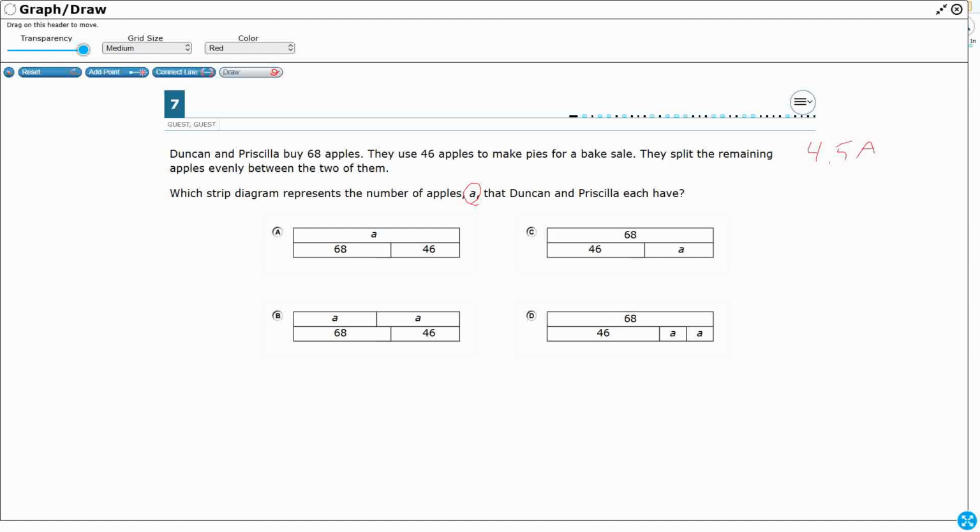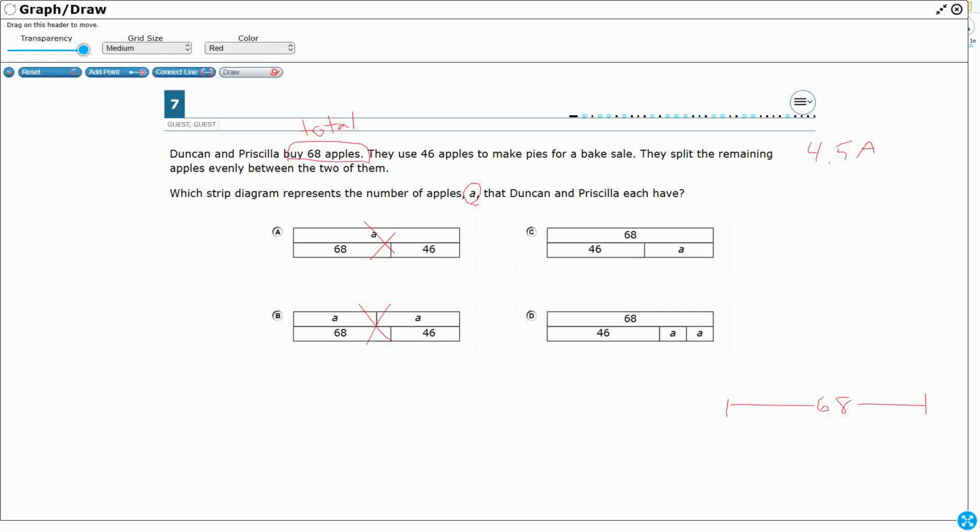So let's draw a picture of what's going on. This is our total. So when they give us our total, they buy 68 apples. What we're looking for is any of these representations, A, B, C, or D, in which 68 is the total. They buy 68 apples, so that's our total that we're doing things with. We're using some, we split the remaining. Look at A and look at B. They don't use 68 as our total, right? So that automatically eliminates A and B if we can recognize the total.